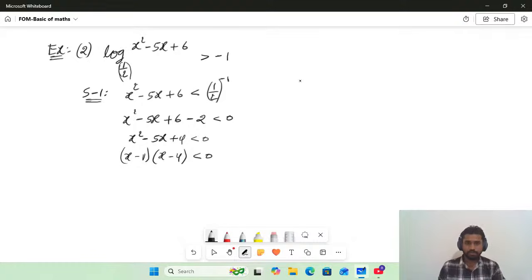What is step 2? In step 2, we need to find the domain also. We need to take care of the domain. What is the domain for this? Domain means this value should be greater than 0. So x square minus 5x plus 6 should be greater than 0.